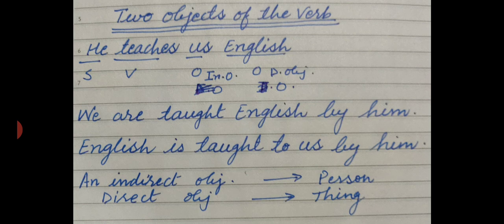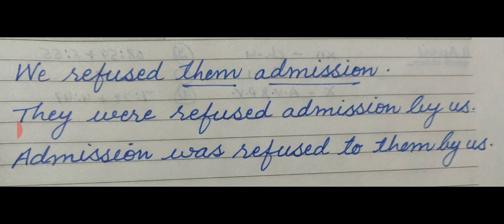If in the sentence there are two objects, one which is concerned with the person, that is the indirect object, and one which is concerned with the thing, that is the direct object. Okay, most probably we must take the indirect object as the new subject. One more example. We refused them admission. There are two objects. We, subject, refused, second form of verb. It means the tense is simple past. Them, person, and admission, not a person, it means thing, we can say easily.